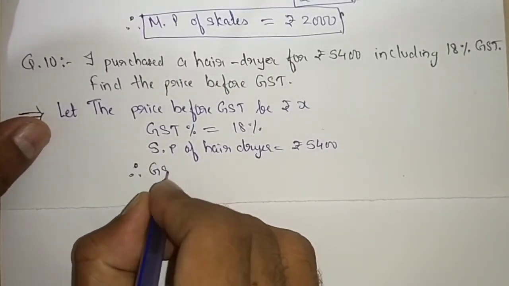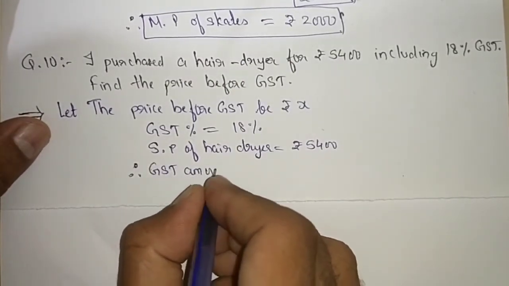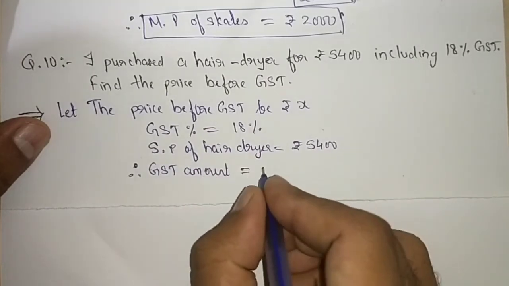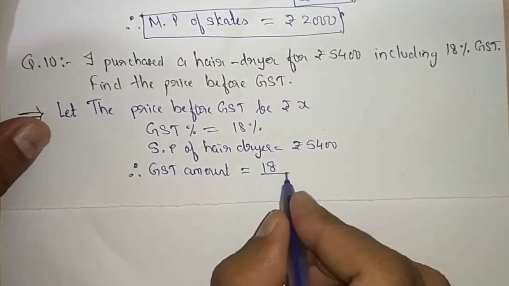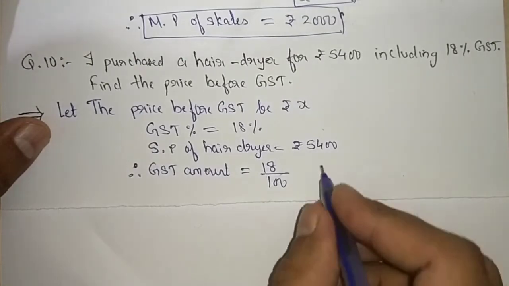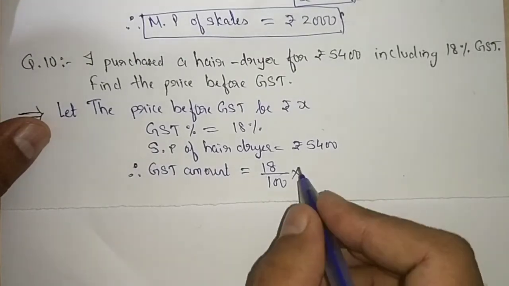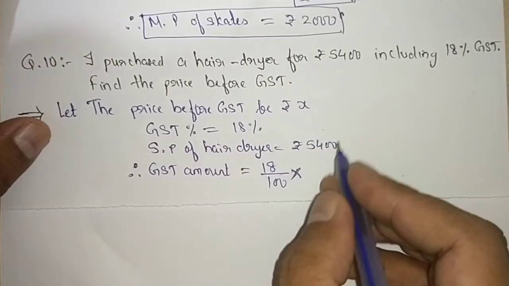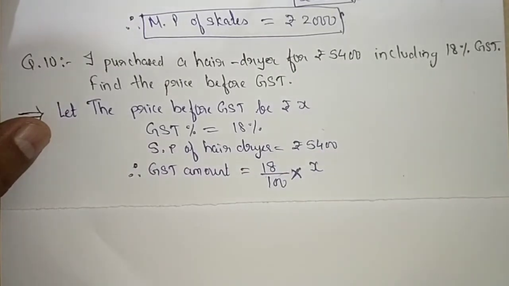Therefore, the GST amount is equal to 18%. 18 percent means 18 divided by 100 of what? Of means multiplication. Of the original price. The original price is X.